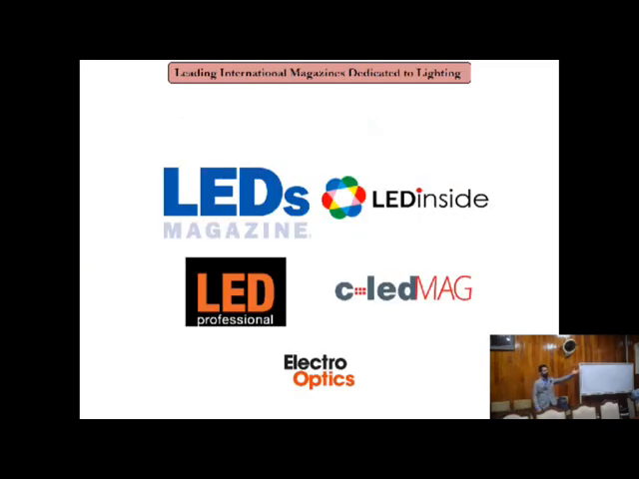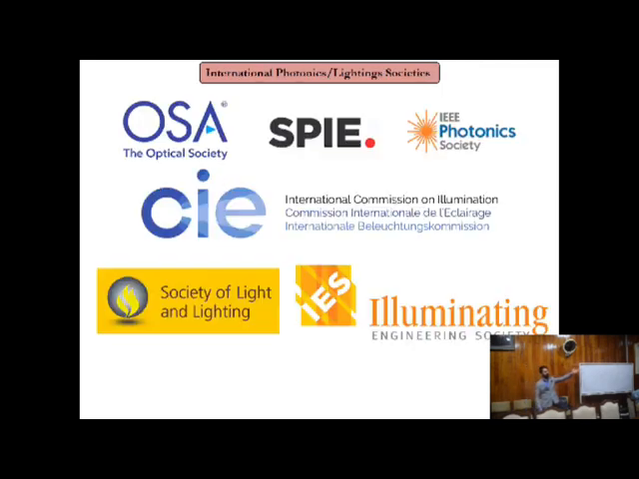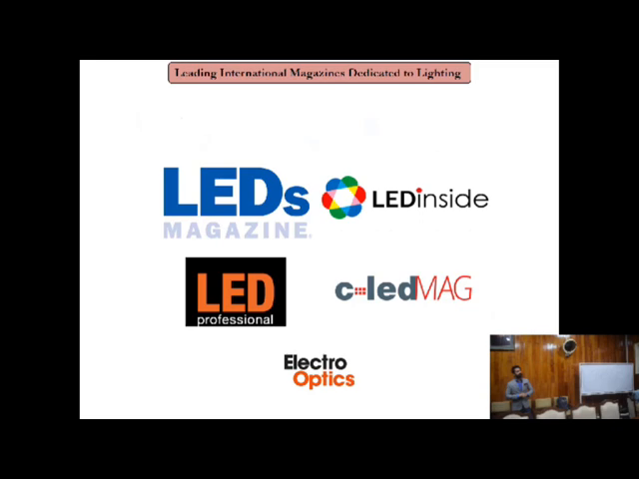We have OSA, which is now known as Optica. We have SPIE. IEEE Photonics Society is another world renowned society that celebrates lighting. And these are a few leading magazines. The last magazine, Electro Optics, is the magazine that has compiled the Photonics 100 list. As I just mentioned, a few months ago I was listed in the Photonics 100. This is similar to Forbes 30 under 30 or Time 100, so Time magazine, Forbes magazine.